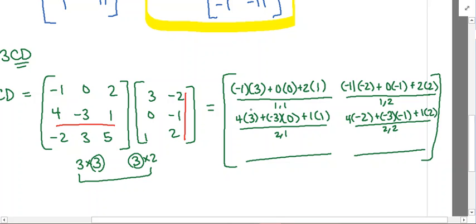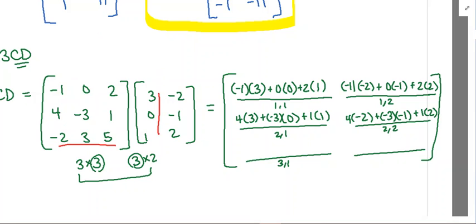Third row, first column. We're going to do the dot product of the third row and the first column. So we will get -2 times 3 plus 3 times 0 plus 5 times 1.